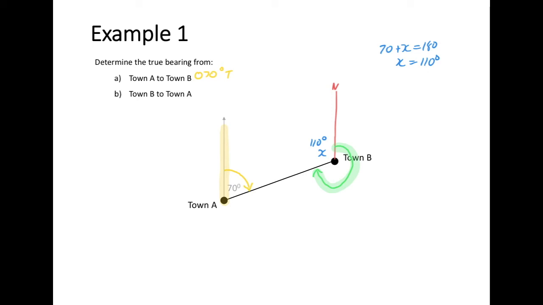And I can do that because I know that in total, my true bearing and my 110 degrees is going to add up to 360. So calling that angle y for the moment, I know that 110 plus y is going to equal 360. So y is going to equal 360 minus 110. So y is going to equal 250. So my true bearing from town B to town A is going to be 250 degrees true north. So that is an example of how we can calculate the true bearing direction between 2 points. So let's have a look at a second example.